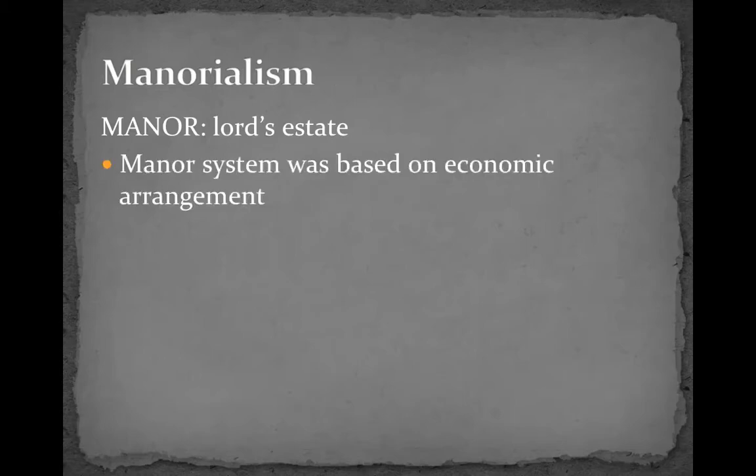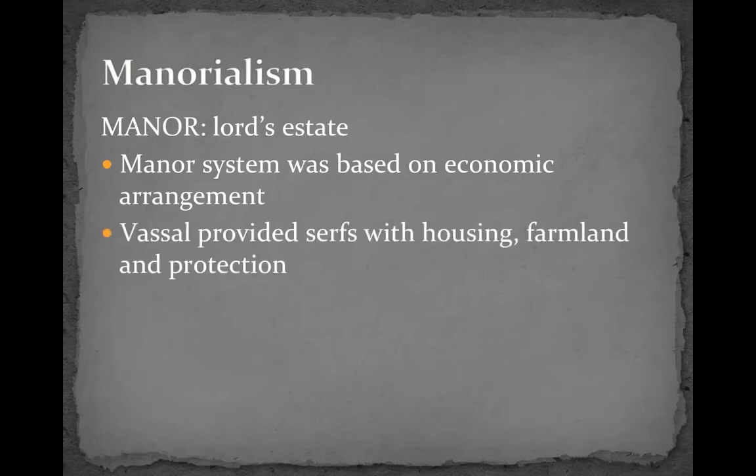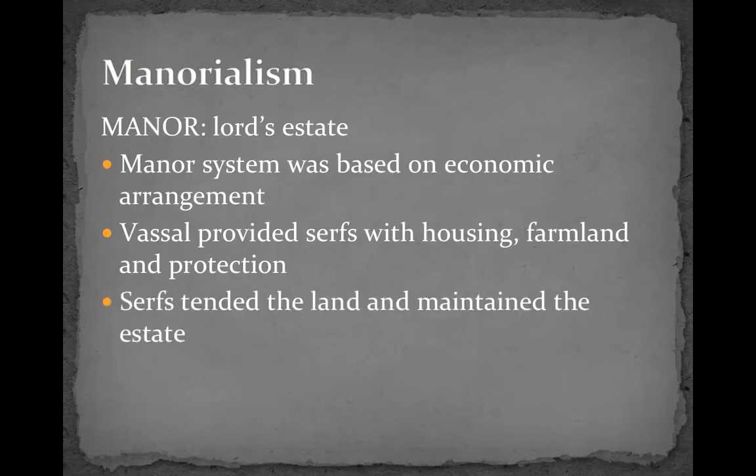A manor system was based on economic arrangement. So we see the economy being a very large part of feudalism in Europe. The vassal, the person who received land, provided serfs with housing, with farmland, and protection. So they gave them all of these things. They gave them housing, they gave them land to farm, they protected them in times of war, and in return, the serfs tended the land, they took care of it, they grew things on it, and they maintained the estate. They took care of that area.